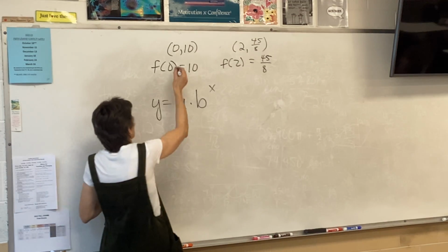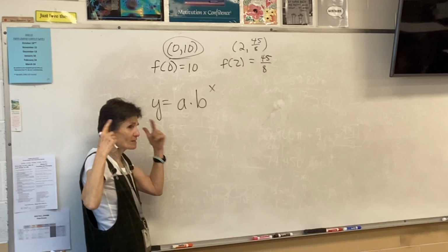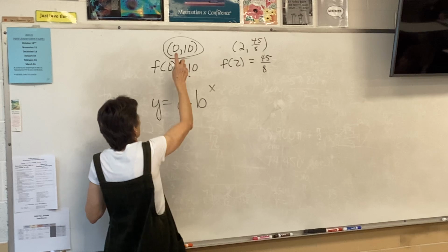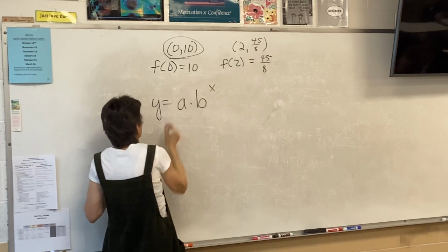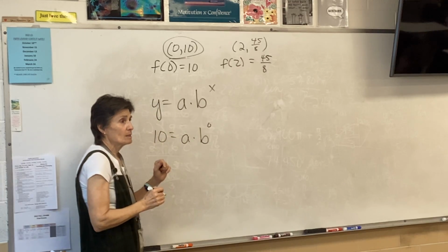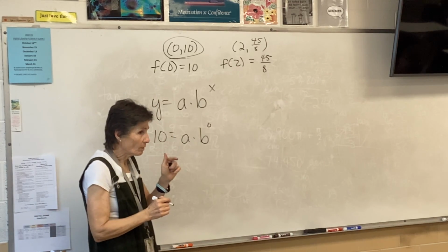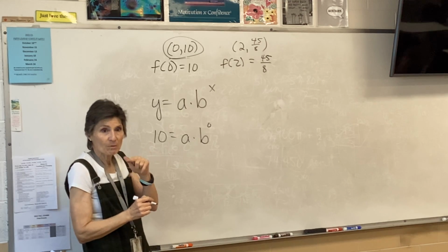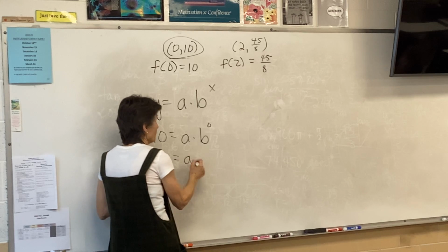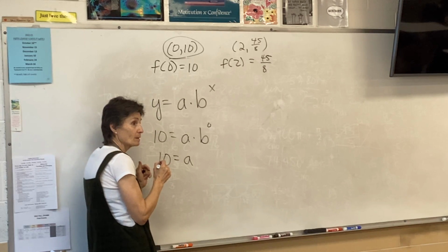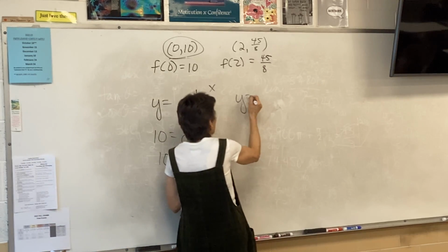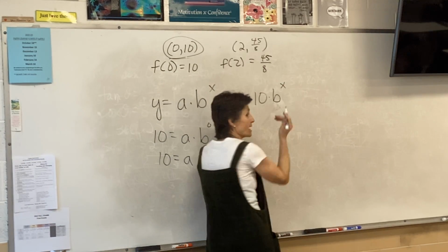So Jake says, start with the one with the 0. Is this starting to sound familiar? Start with the one with the 0, remembering that that's X and Y. So 10 equals A times B to the 0. Then remember what's so cool about this? B to the 0th is 1. So this just says A equals 10. So now if we know A is 10, then Y equals 10 times B to the X.